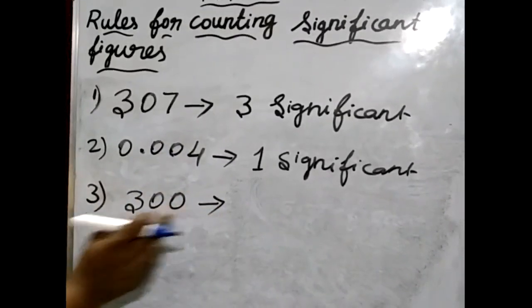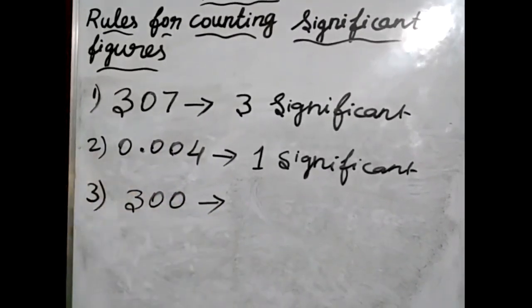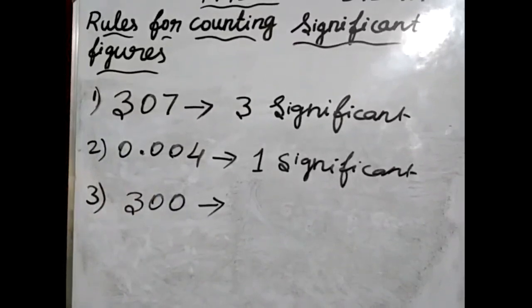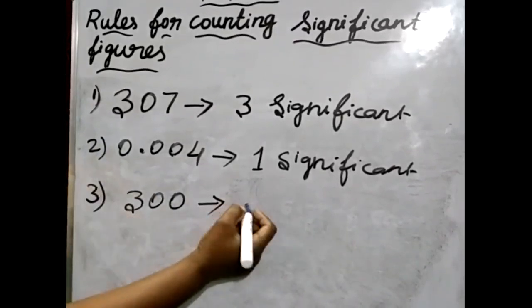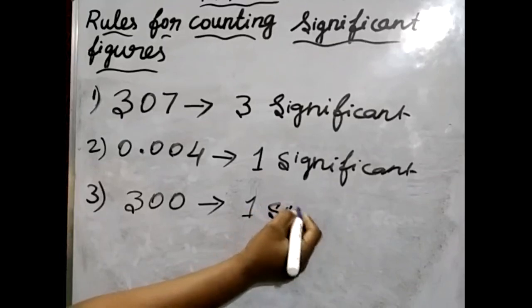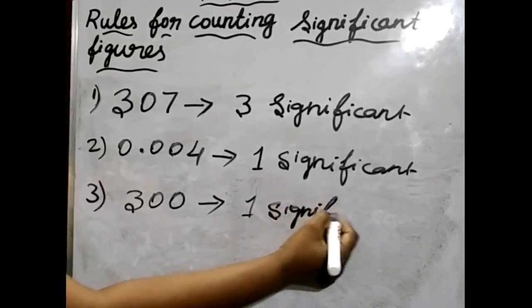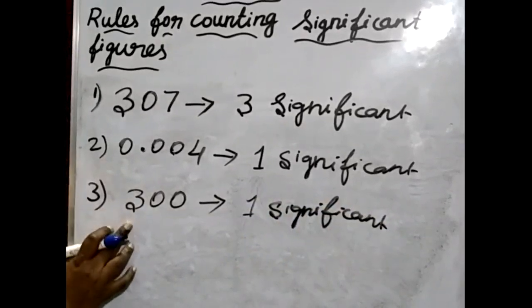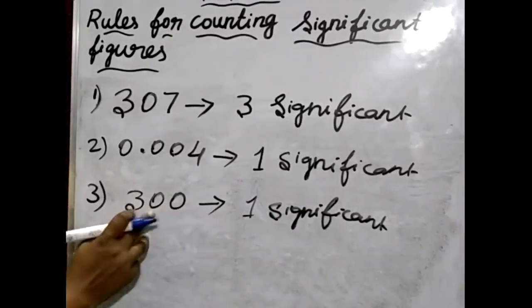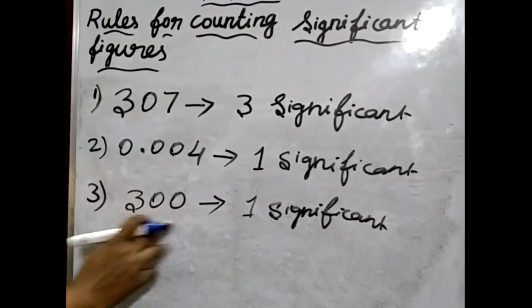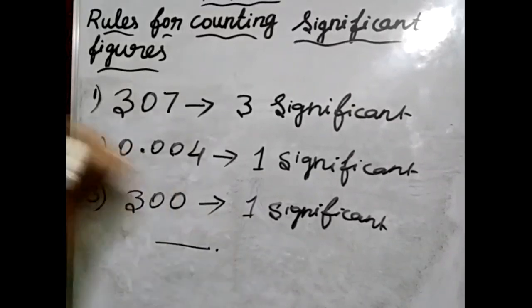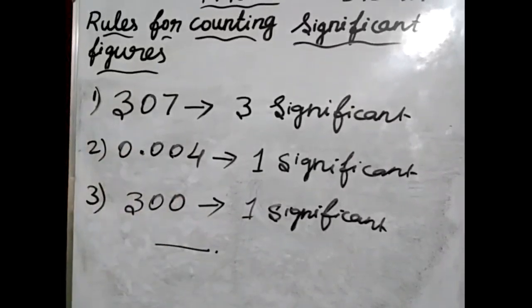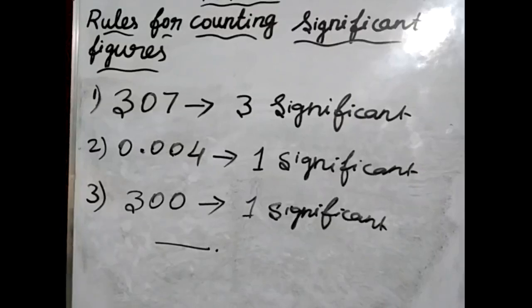300. How many significant figures are in this number? This number has 1 significant figure. Here this number is without a decimal point, so these trailing zeros are not significant. That's all, students. Study these questions well. Thank you.